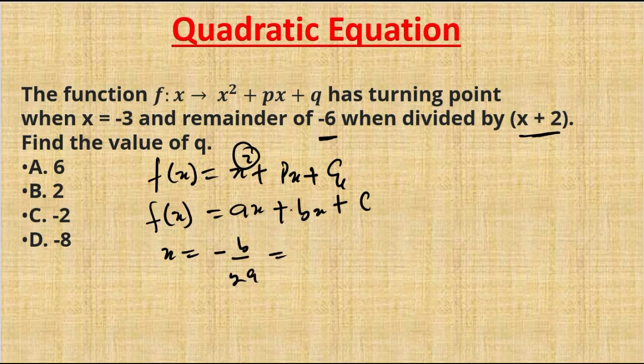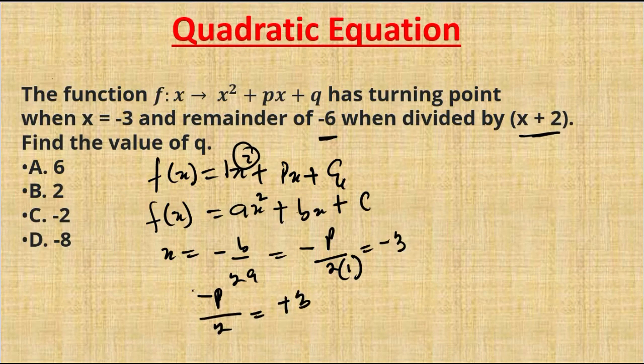Now, my a here will be the same thing as 1, which is the coefficient of x squared. My b here is the same thing as p, and my c will be equal to q. So that my x now will be the same thing as minus b, that's minus p, all over 2 times 1, where a is 1, equals x, which is minus 3. So that minus p over 2 equals minus 3. Minus cancels minus. Obviously, p is the same thing as 3 times 2, which is equal to 6.